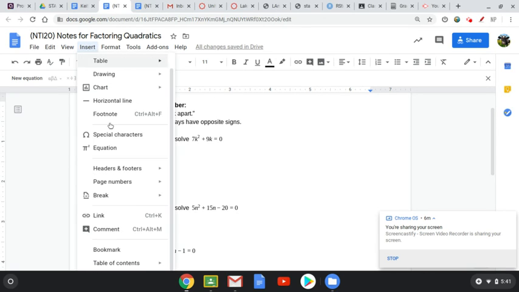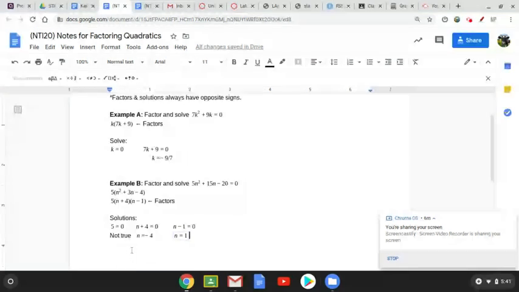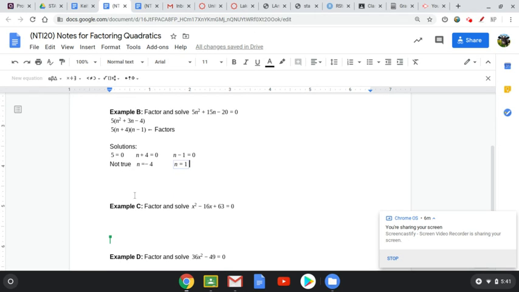If I have n plus 4 equals 0, how do I get n by itself? Well, I subtract it to the other side, so I get n equals negative 4. Then I go to the last one. I can solve it too. I want n by itself, so how do I do that? Well, I take that negative 1 and add it to the other side, so I get n equals 1. So even though I had 3 factors, I only had 2 solutions. That first factor gave me a statement that was not true. So 2 solutions here.